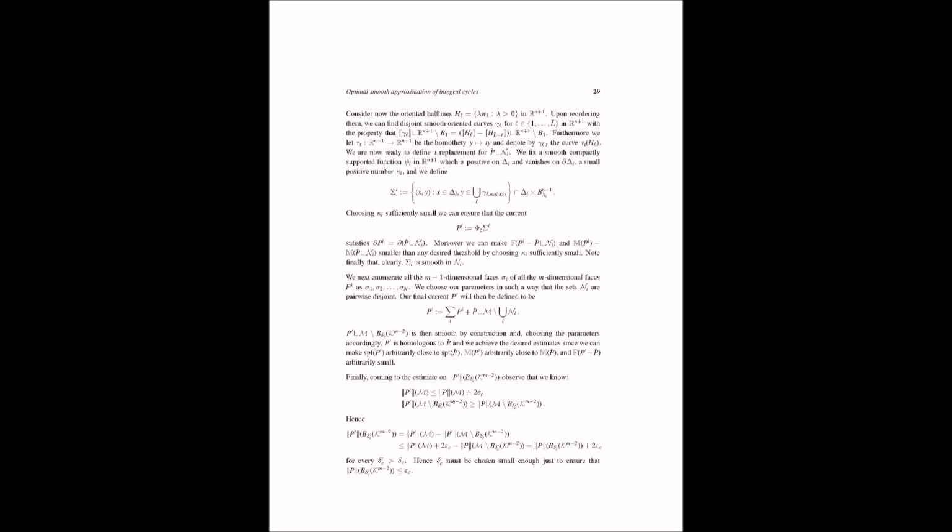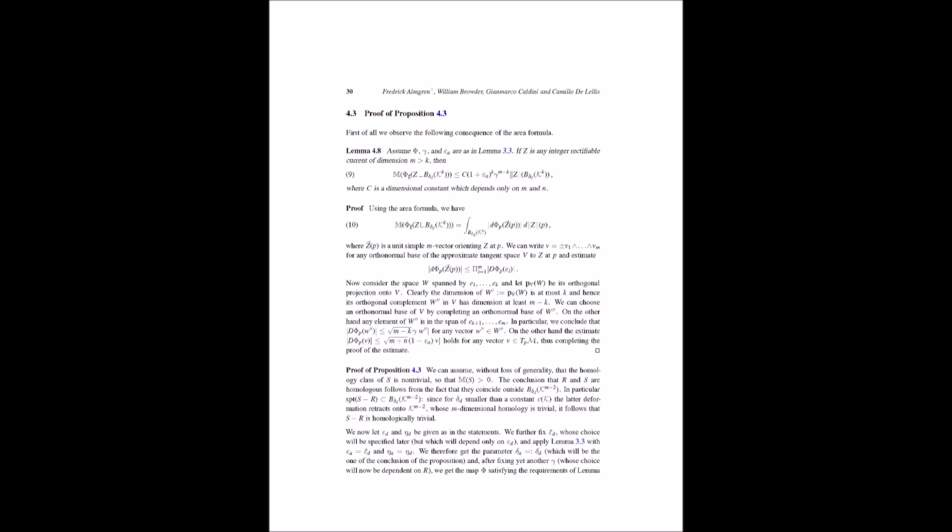And lemma 4.7 is a key player here. It allows them to smoothly lift the current away from those M1 dimensional faces. Clever use of tools. Okay, so they've created this initial approximation, P high, which is smooth outside a neighborhood of the M2 skeleton. In proposition 4.3, they shift gears. Now, they want to deform this approximation to get even closer to the original integral current T.